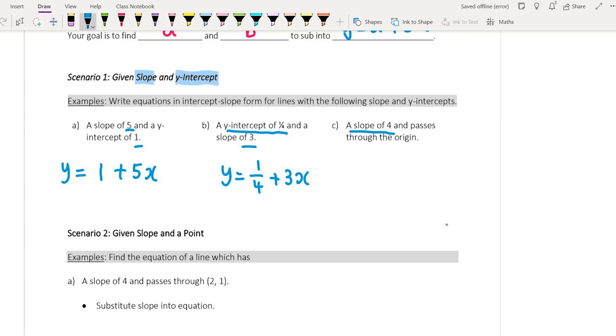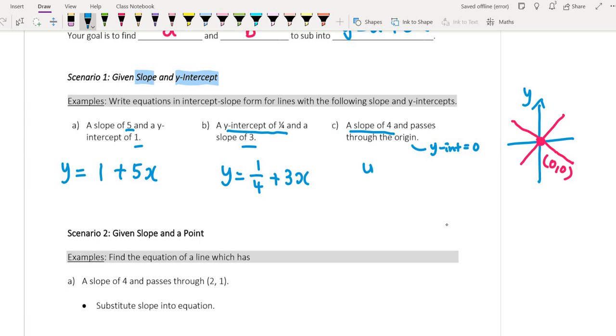Now this next one is a little bit trickier because it gives us the slope as 4 and says it passes through the origin, but it doesn't give us the y-intercept. So we need to visualize what this looks like. If a graph, no matter where it's coming from, passes through the origin, which is (0, 0), it means the graph has a y-intercept of 0, because that's where it passes the y-axis.